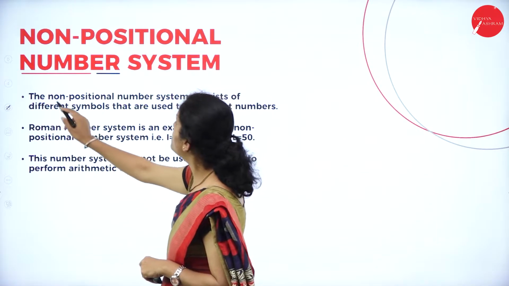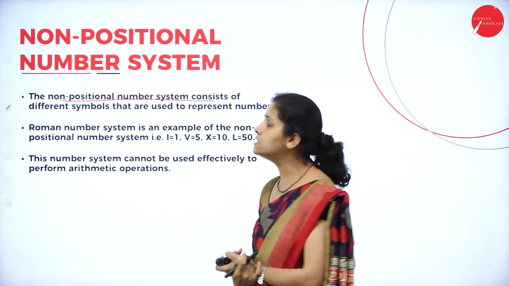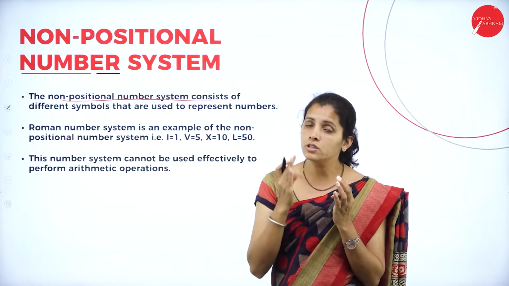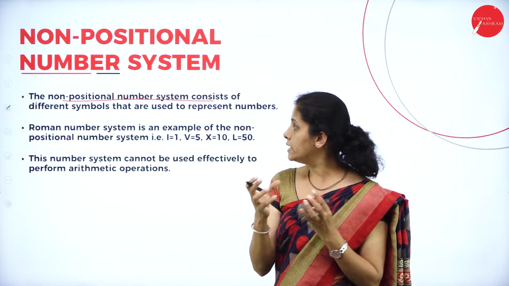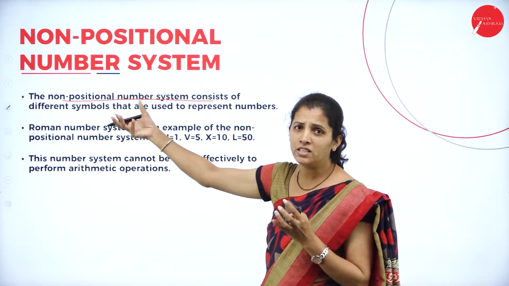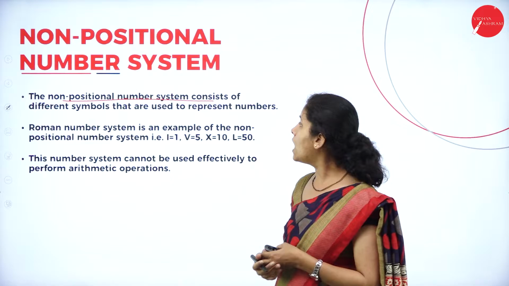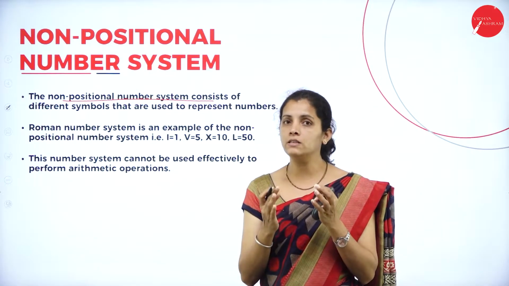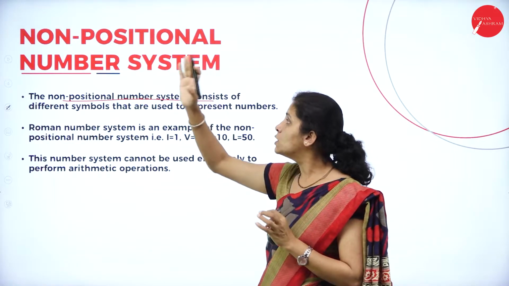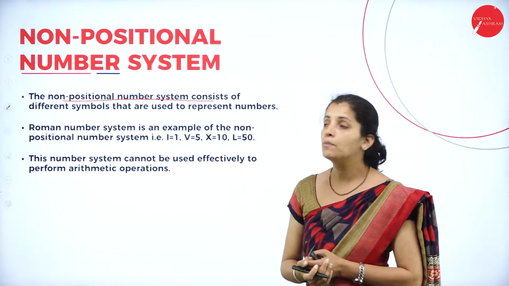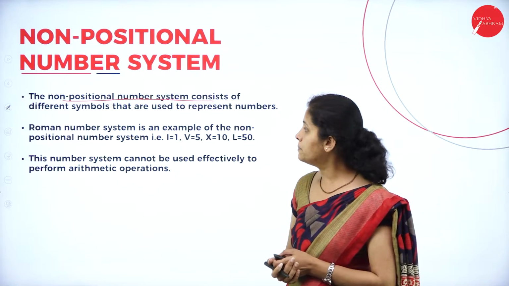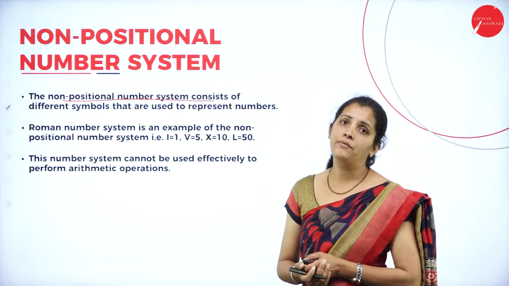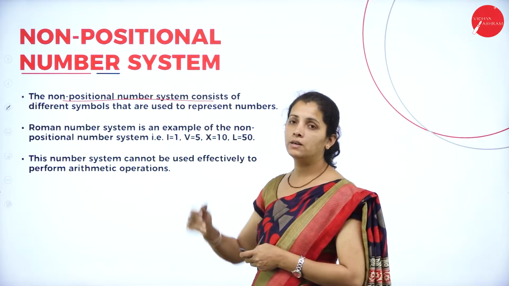So the non-positional number system consists of different symbols. Here, non-positional number systems include different symbols that are used to represent numbers. For example, if I want to represent any numbers in non-positional number system, I'm going to use different symbols. So Roman numbers are the example for non-positional number system.